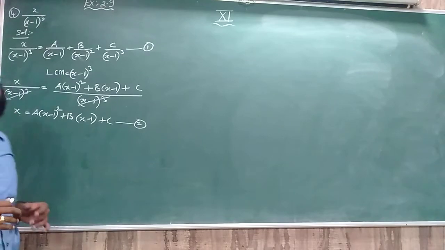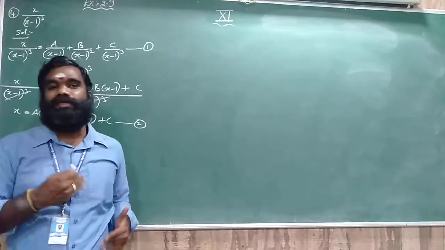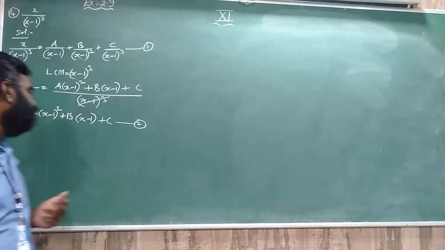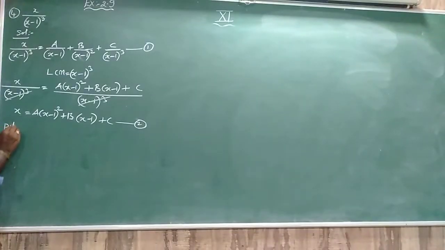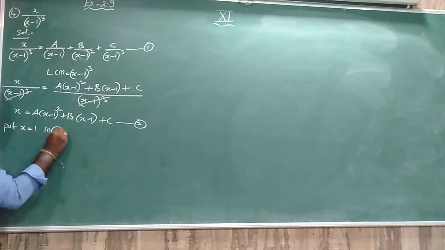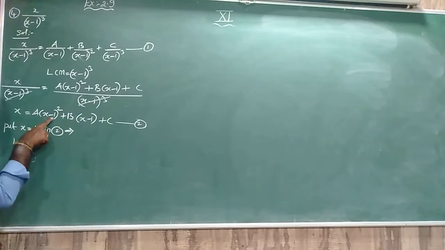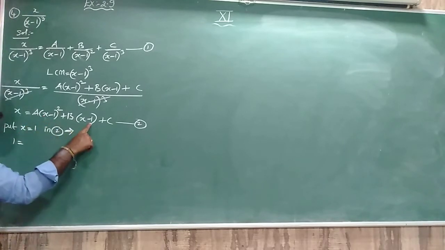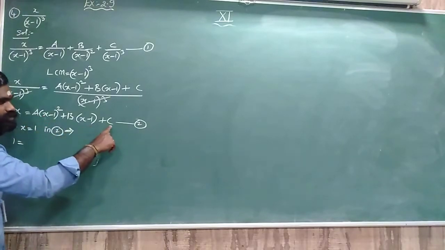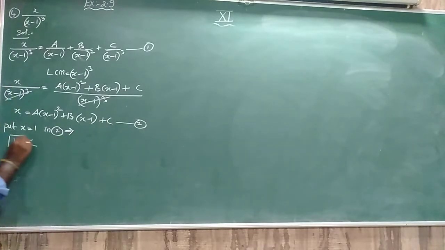So I need to apply some values to make A or B or C 0. So put x is equal to 1. If I put x is equal to 1 in equation 2, what is going to happen? See here, x is equal to 1. 1 minus 1 is 0, totally 0. 1 minus 1 is 0, totally 0. You see only C present. So 1 is equal to C. This is our answer for C value.